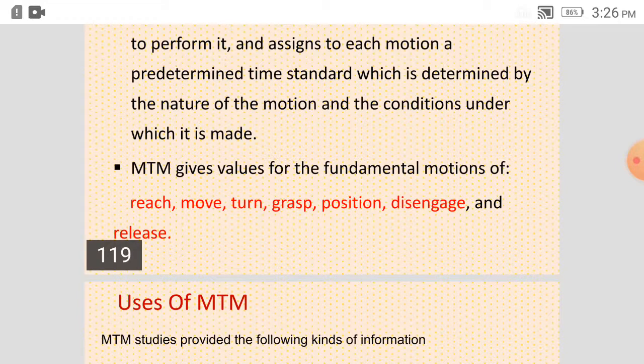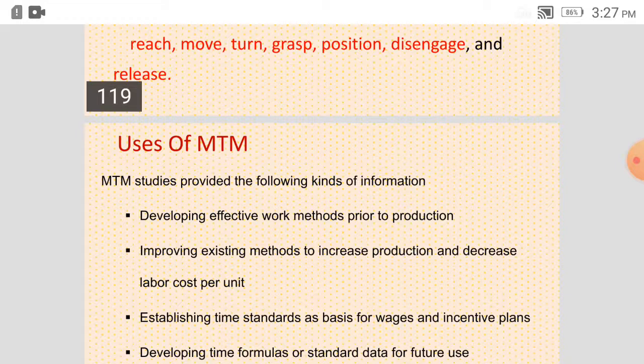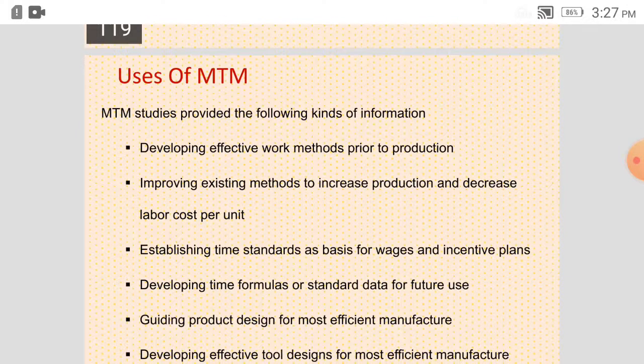MTM gives you values of fundamental motions of reach, move, turn, grasp, position, disengage and release. Such types of micro motions can be analyzed with the help of MTM. MTM studies provide the following kinds of information: developing effective work methods prior to production. So before going for production, we know the standard or effective method of producing it. Then improving existing methods to increase production and decrease labor cost per unit. So this is very obvious. By studying all this, we can increase the rate of production.